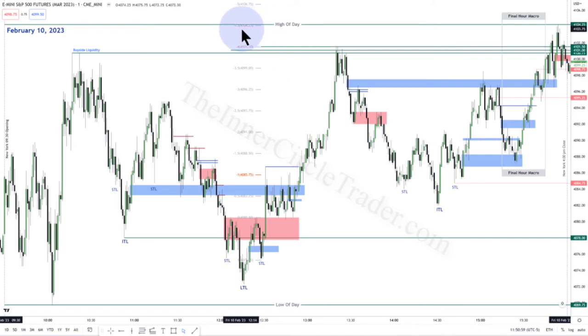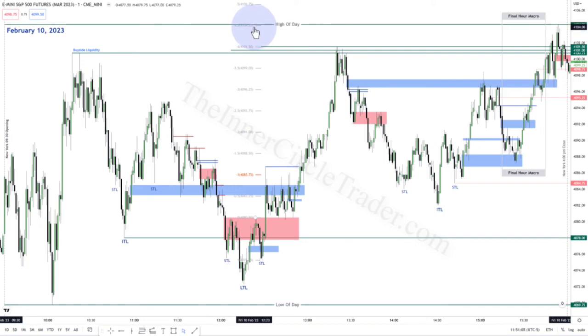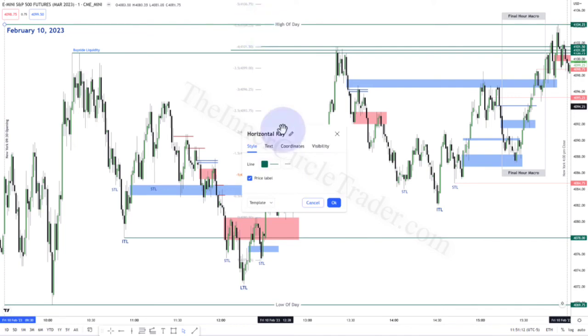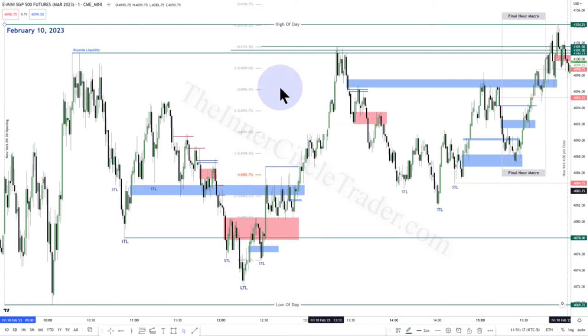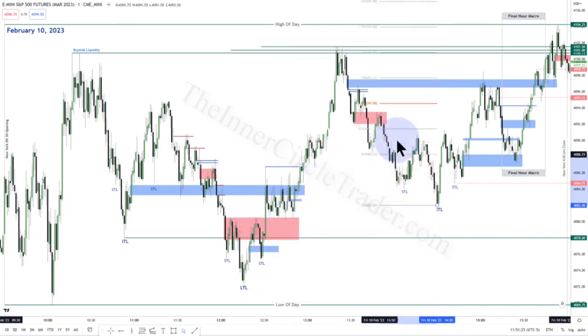The next one up is 4104.25. Let me take this off. 4104.25. So you can see we're at 4104.25. This low here to this high. So you would anchor it from the low and drag it up here.